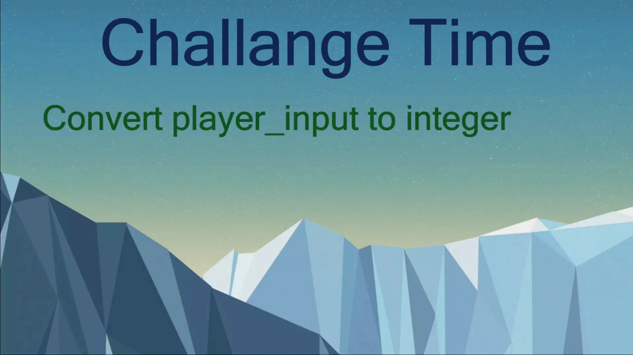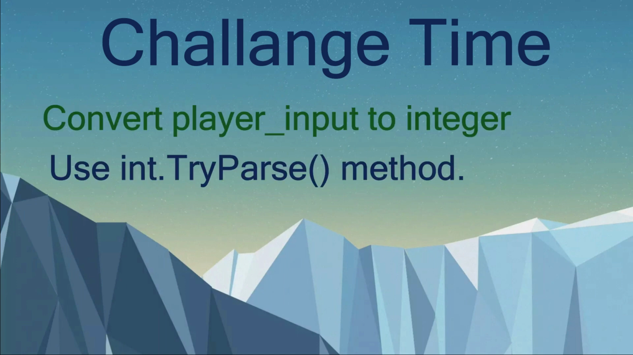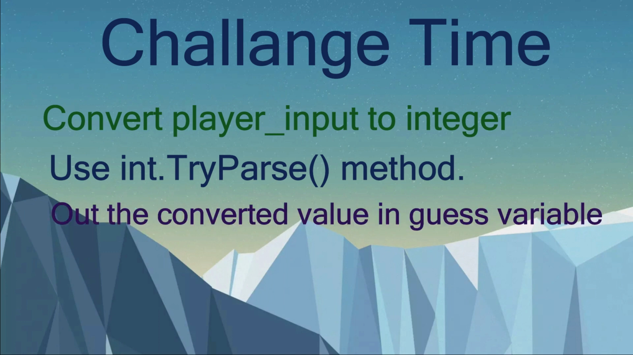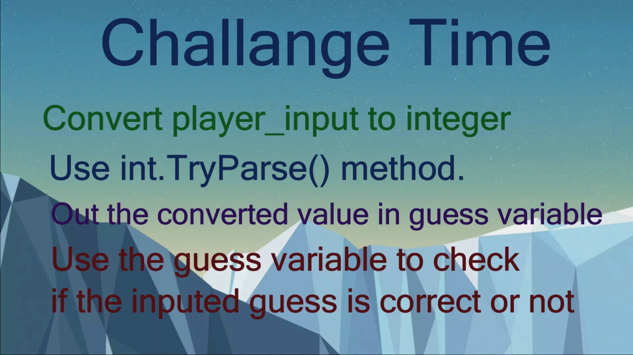Challenge time. Convert your player's input to integer, using the TryParse method. Out it in a variable named guess. Use the guess variable to check if the guess is correct or not with reference to random number. Pause the video now, and complete the remaining code.